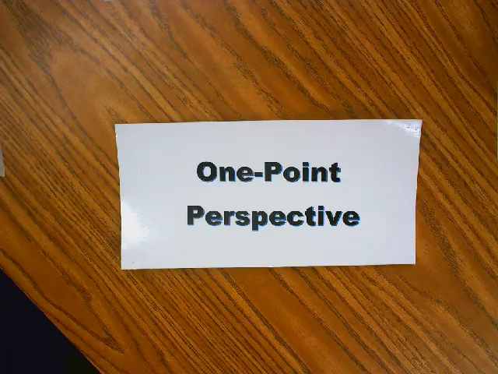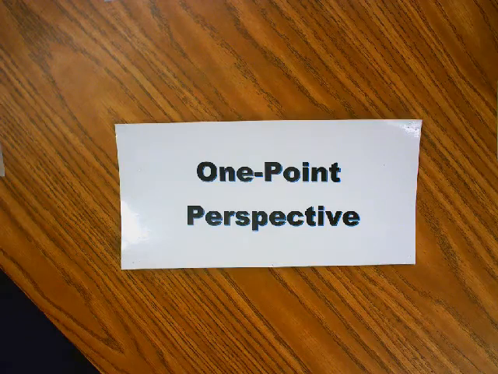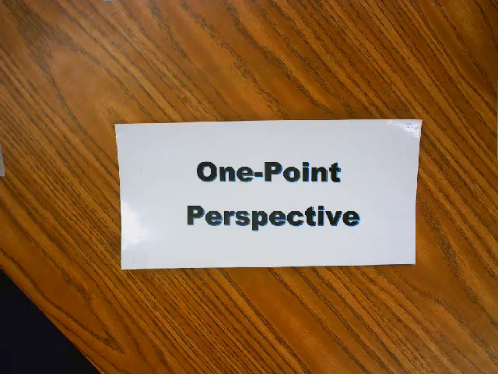Today we're going to be working with one-point perspective. One-point perspective is a mathematical system for representing three-dimensional objects in space on a two-dimensional surface. So what that means is you're taking a flat sheet of paper or canvas or whatever it is that you're working on, and you're making the objects on it look like they're three-dimensional through use of lines and angles.